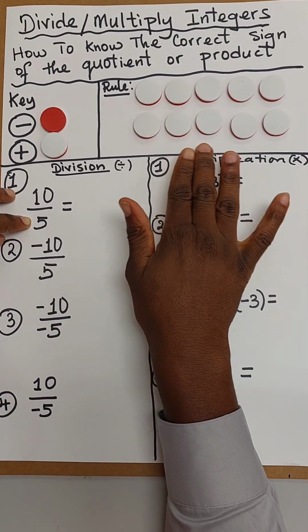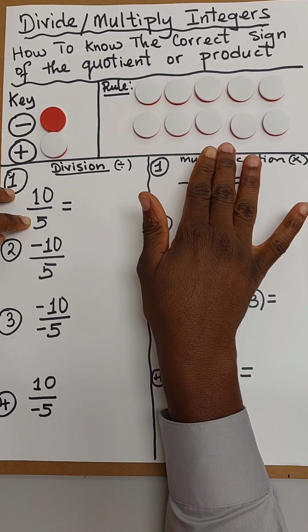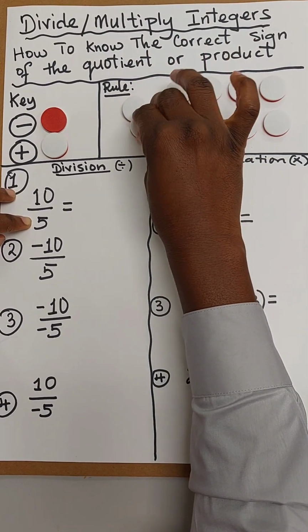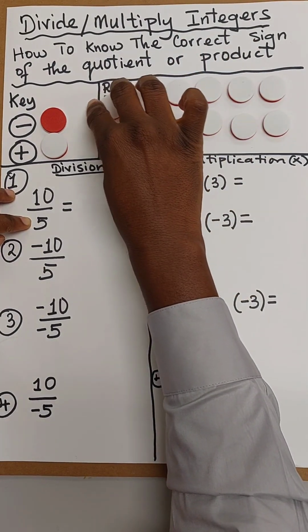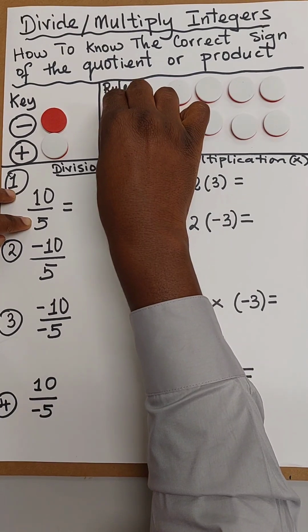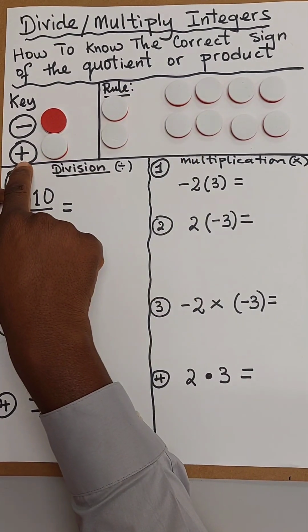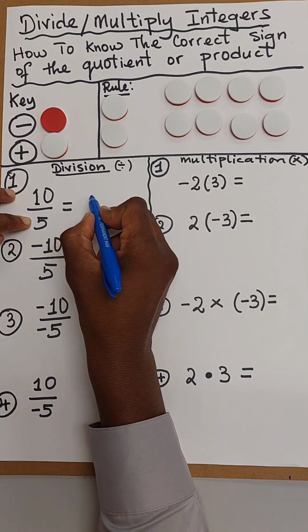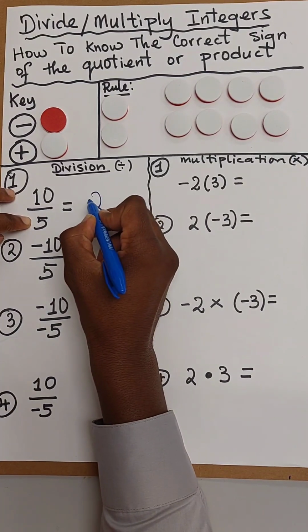Now we have 10 white chips. To divide these 10 white chips to 5 people, one person can get 2 white chips. But a white chip is a positive number. So that is how I know that I will have to retain a positive 2.